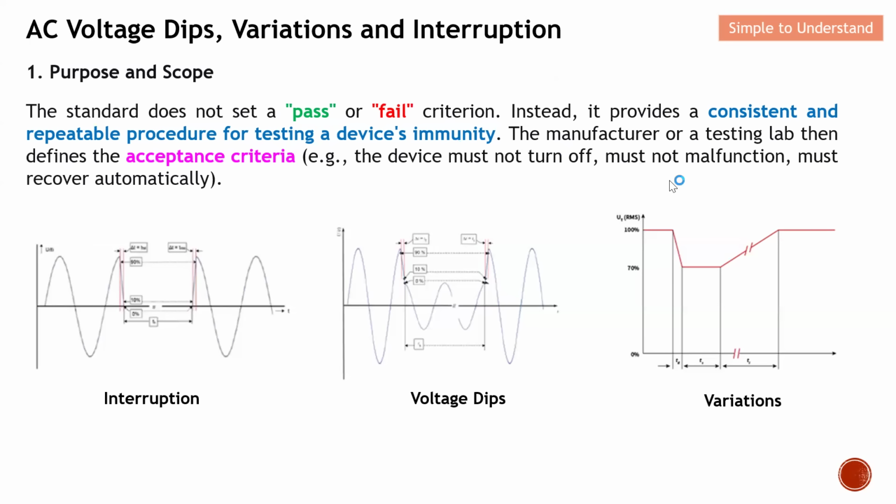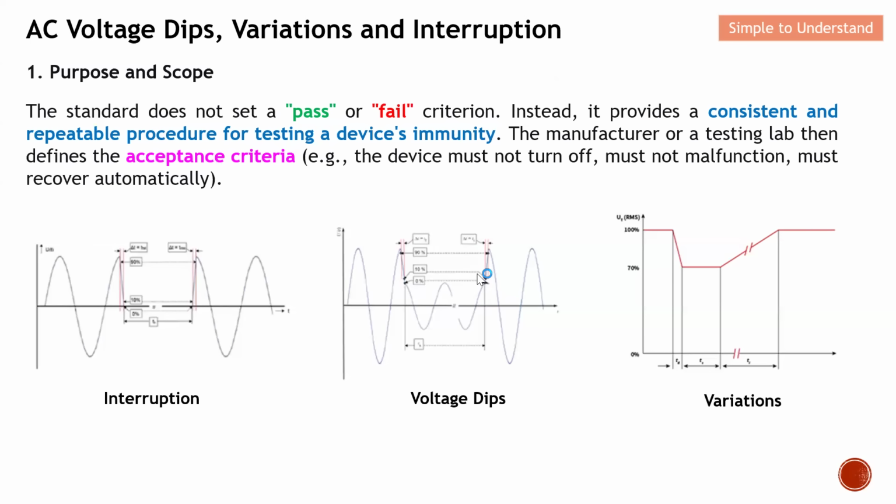Next, they must not malfunction. In some cases, the device may turn off or reset, but the key thing is it must not malfunction, which means that when it does a reset, it must be able to go back to the original state and operate normally. Next is that it must recover automatically, which means that if you have a voltage dip, although it will do a reset, you must ensure that it recovers automatically, so you don't need any intervention to make the device work.